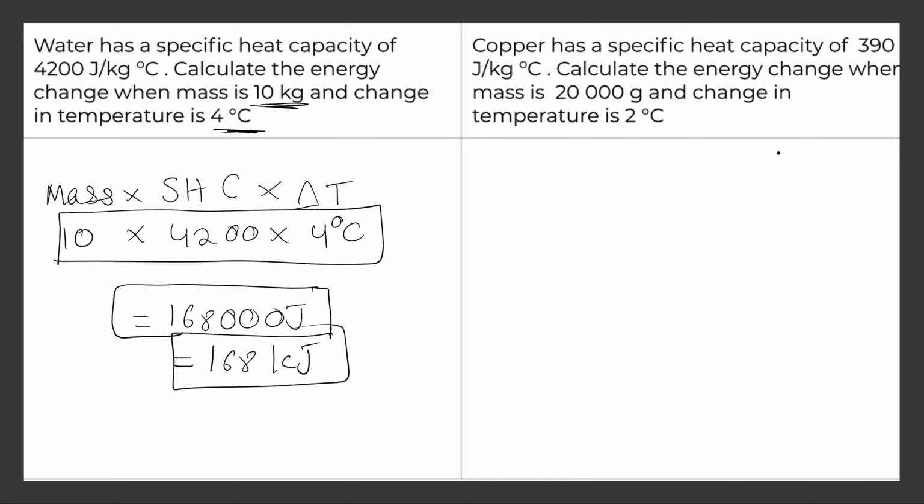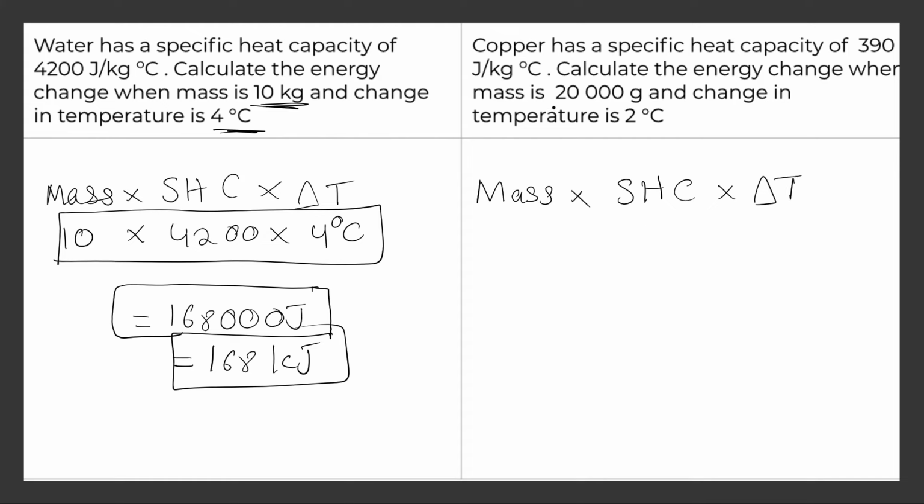Okay, this question now. Copper has a specific heat capacity of 390 joules per kg per degree Celsius. Calculate the energy change when the mass is 20,000 grams and the change in temperature is 2 degrees Celsius. So over here we would need to do a bit of conversions. Let's write down our equation. We have the mass multiplied by the SHC multiplied by the change in temperature.